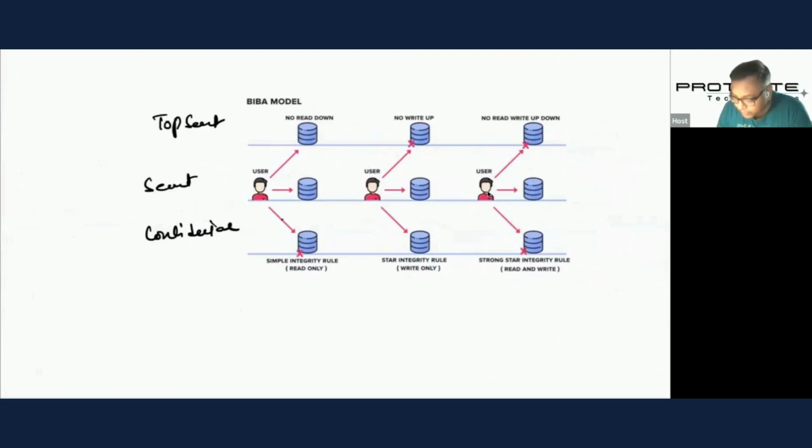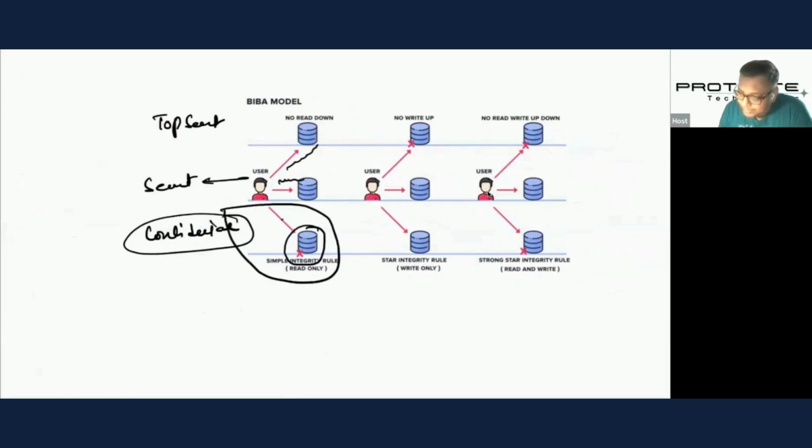Why? Because you have access to secret data and top secret data. By reading confidential data, there is a chance that you might write into this information and corrupt it. So you're not allowed to read any information below you, because if you read that, there is a chance that you might write and corrupt this data, thereby protecting the integrity of this information. Clear?